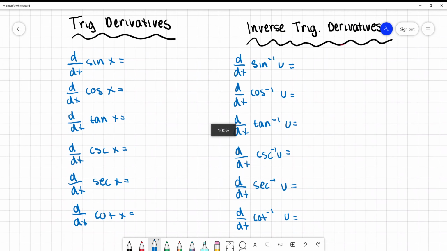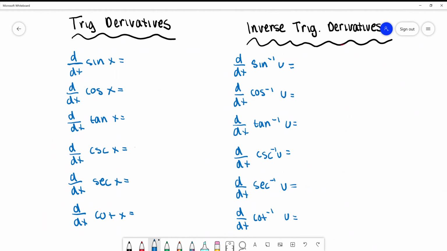So starting off with sine of x, the derivative of sine of x is cosine of x, and the derivative of cosine of x is negative sine of x. Moving on to tangent, the derivative of tangent is secant squared x.